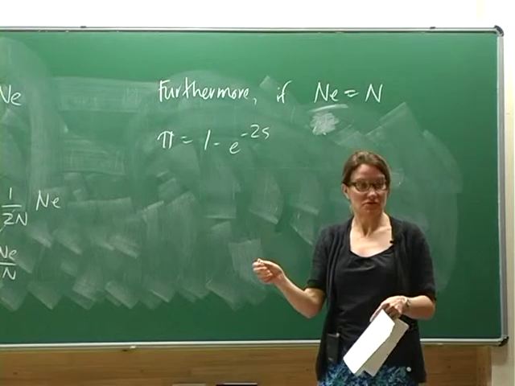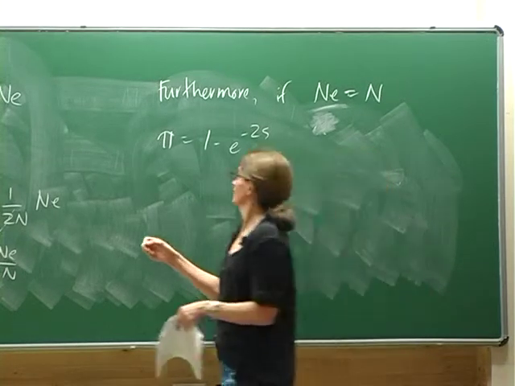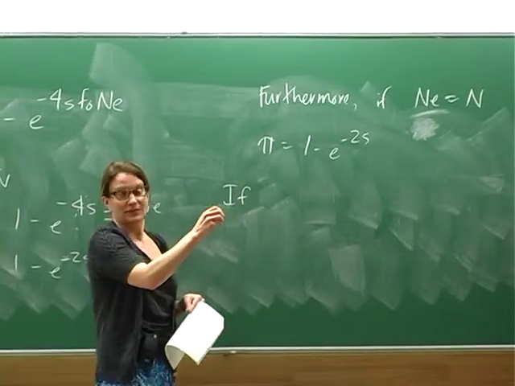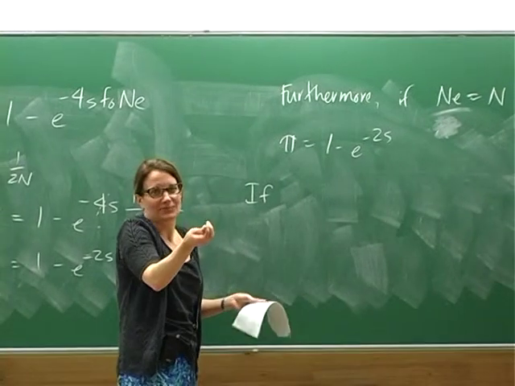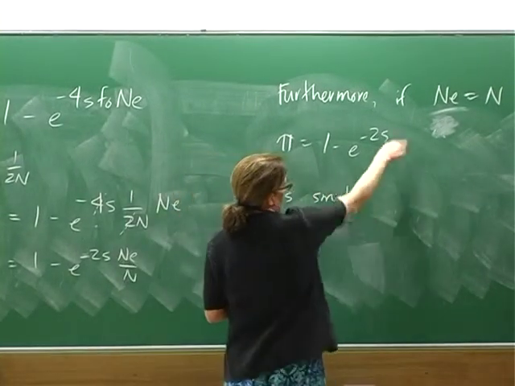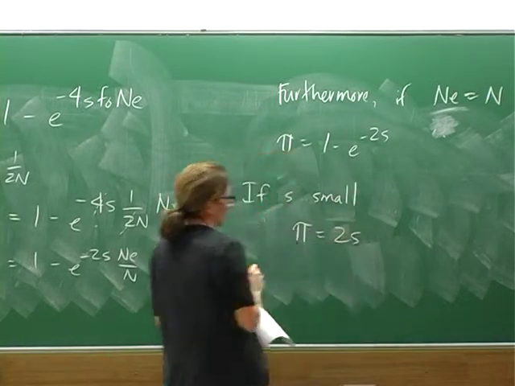And there's even one more simple thing we can do. Do you know this one? The one more simplification is S is small. We always like to say what happens, S is usually small. If S is small, we can Taylor expand here, and the fixation probability is 2s.